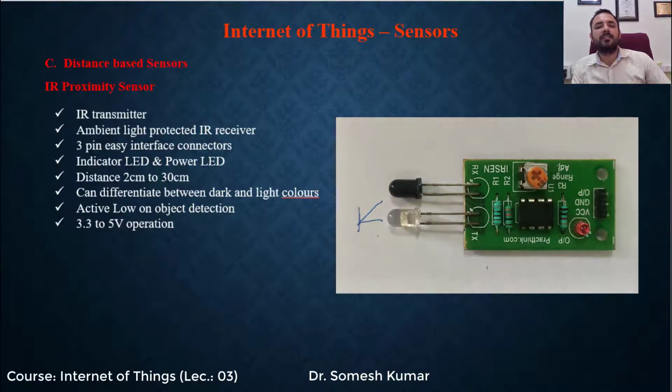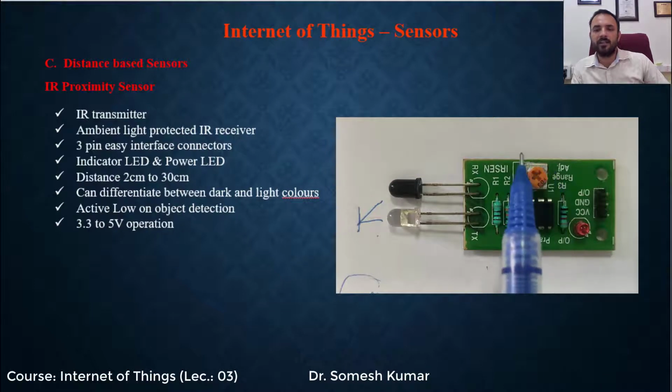The distance it can measure is 2 centimeters to 30 centimeters. Fine. And there are two LEDs also in this. One is your indicator LED, or we can say the power LED. Fine. So this one is your variable resistance. With this variable resistance, we can adjust the distance, like this 2 centimeter to 30 centimeter.